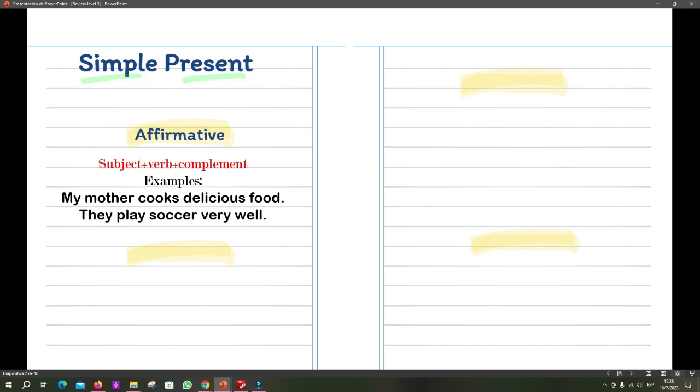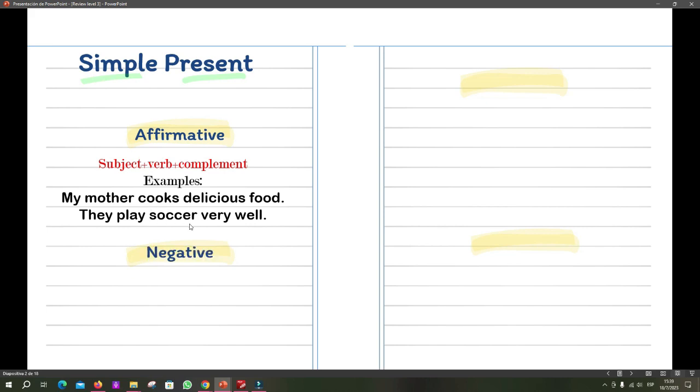When you have an affirmative sentence, right? Also, you can say they play soccer very well. That would be another one, right? So in this case, you're using they. That's why you're not going to use the s here. Just with third person singular, right?